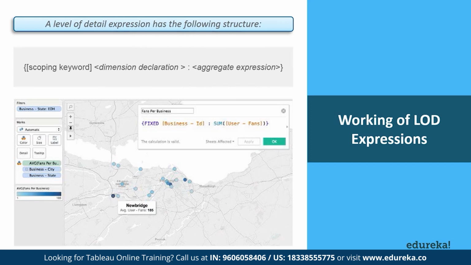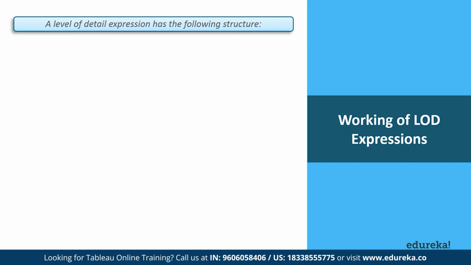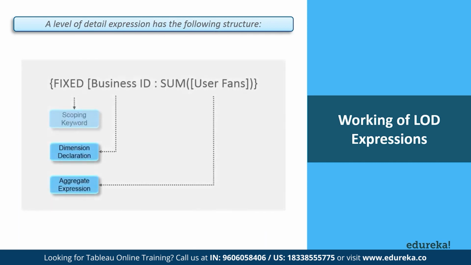Now what you see up top is how the level of detail expression is structured. You have your scoping keyword, and then you have the dimension declaration, and finally the aggregate expression. So your scoping keyword, as in your include, exclude or fixed, your dimension declaration, in this case your business ID, and your aggregate expression is what you want to do with that declaration. Like here, you are going to use some expression. Here is the structure given more clearly for the level of detail expression.